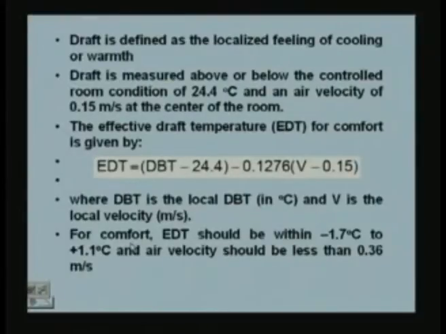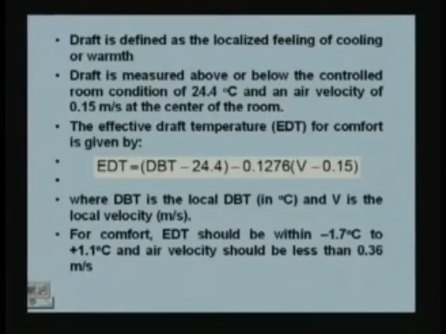Draft is defined as a localized feeling of cooling or warmth. Draft is measured above or below the control room condition of 24.4 degrees centigrade and an air velocity of 0.15 meter per second at the center of the room. The effective draft temperature EDT for comfort is given by this equation. EDT is equal to dBT minus 24.4 minus 0.1276 multiplied by (V minus 0.15).